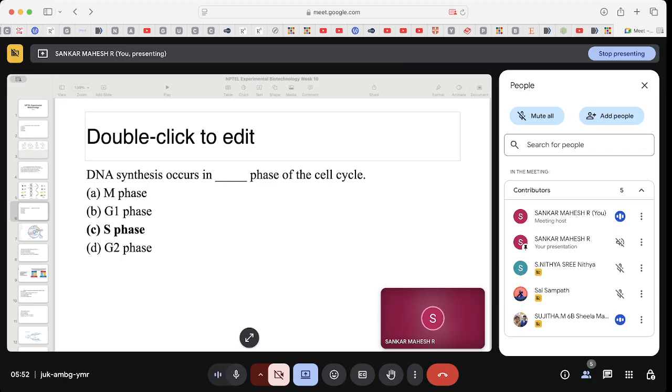Okay, that is at the molecular level. Yes, you go ahead.